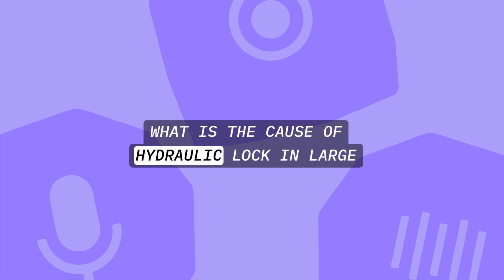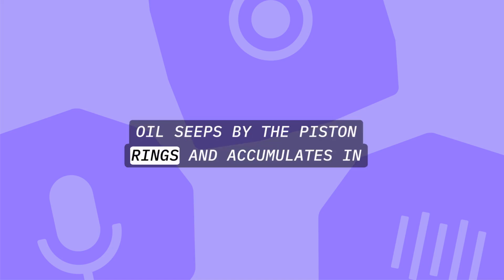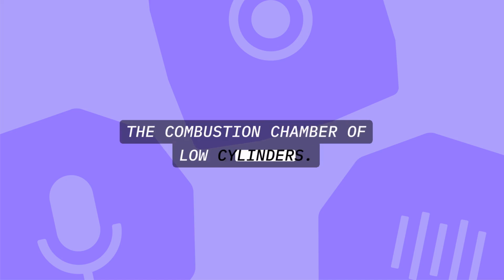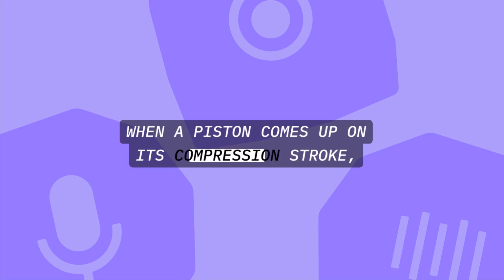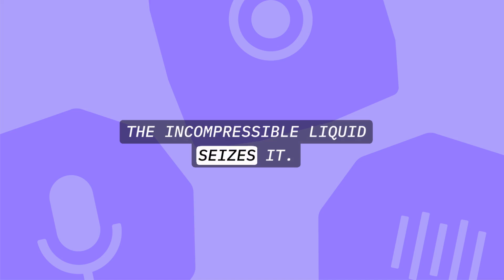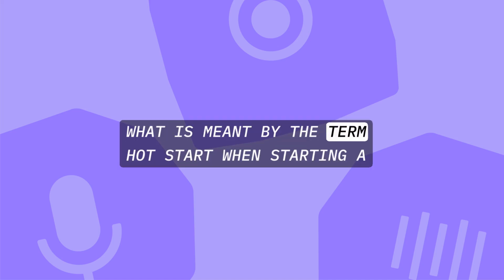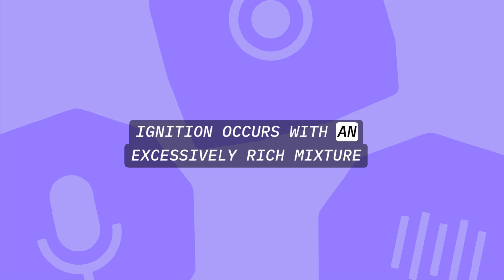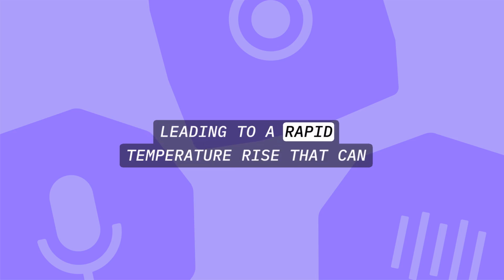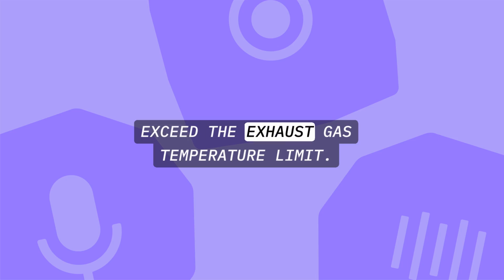What is the cause of hydraulic lock in large radial engines? Oil seeps by the piston rings and accumulates in the combustion chamber of low cylinders. When a piston comes up on its compression stroke, the incompressible liquid seizes it. What is meant by the term hot start when starting a jet engine? Ignition occurs with an excessively rich mixture, leading to a rapid temperature rise that can exceed the exhaust gas temperature limit.